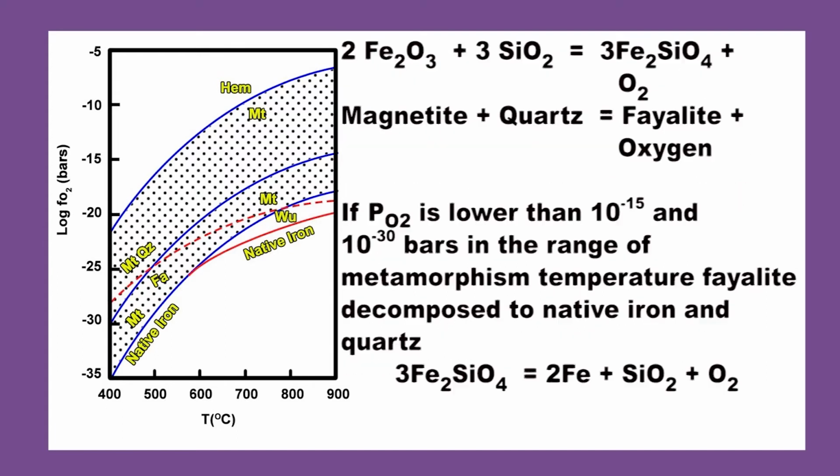The equilibrium 2 Fe3O4 plus 3 SiO2 gives rise to 3 Fe2SiO4 plus O2. Magnetite plus quartz gives rise to fayalite plus oxygen. If PO2 is lower than 10 to the power minus 15 and 10 to the power minus 30 bars in the range of metamorphic temperature, fayalite decomposes to native iron and quartz: 3 Fe2SiO4 gives rise to 2 Fe plus SiO2 plus O2.